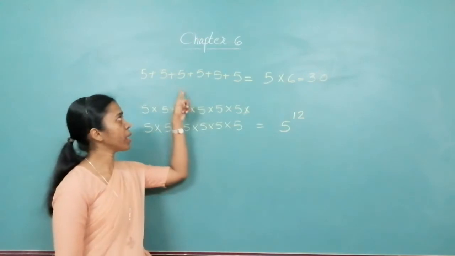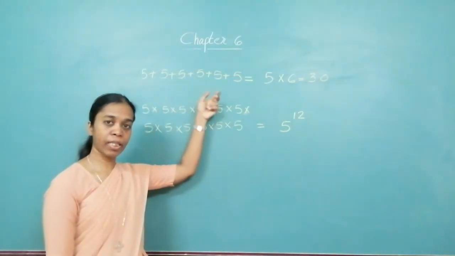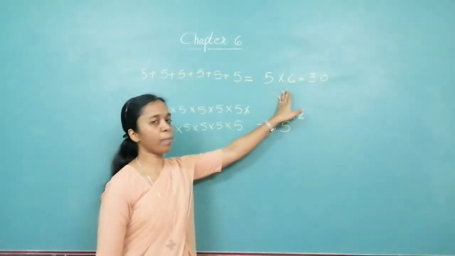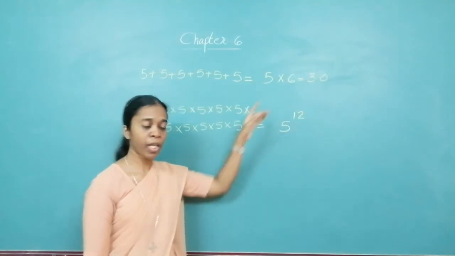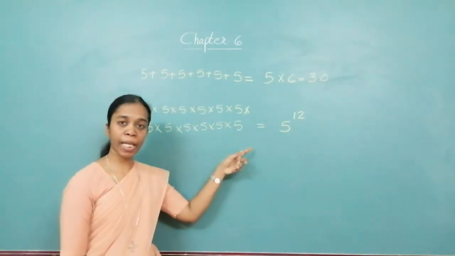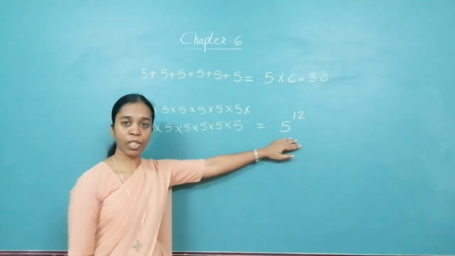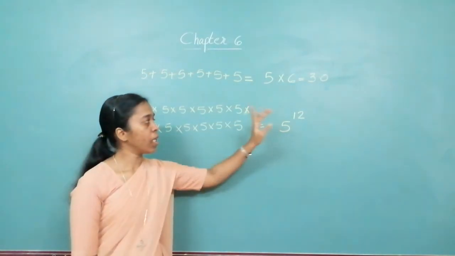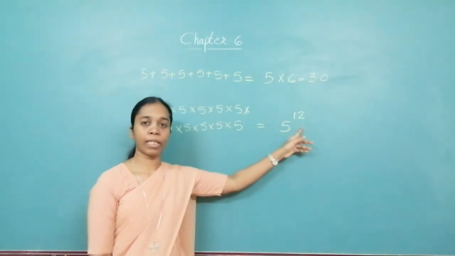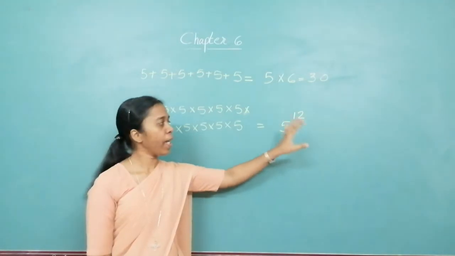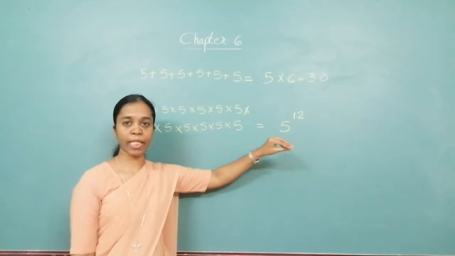Once again, please pay attention. When we are adding the same number, we just multiply with how many times. When we are multiplying the same number again and again, we write it in the index form. That is, how many times we are multiplying, that number has to be written as a superscript. And this way of writing is known as the index form.